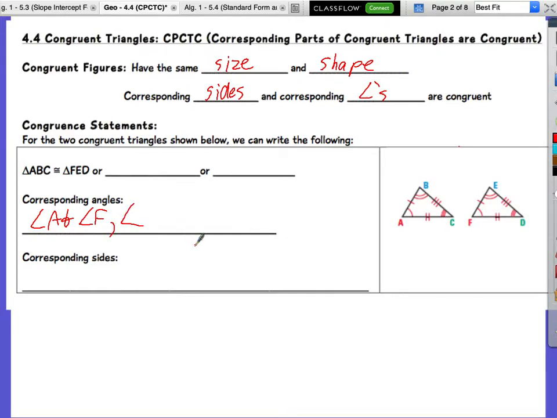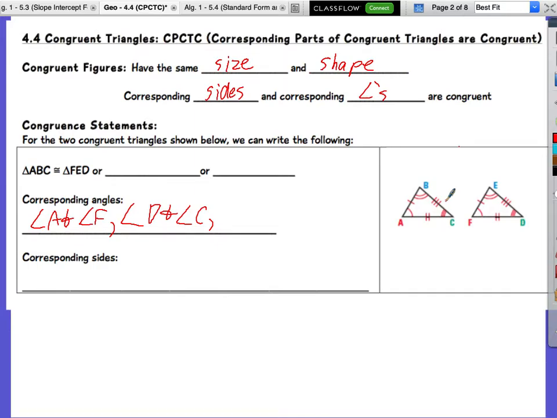Somebody else give me another pair of corresponding angles. Levi. Angle D and angle C. Very good. Angle D and angle C would also correspond. D has three tick marks here, and C has three tick marks here. D is between the side with three tick marks and the side with two tick marks. C is also between the side with three and two tick marks.